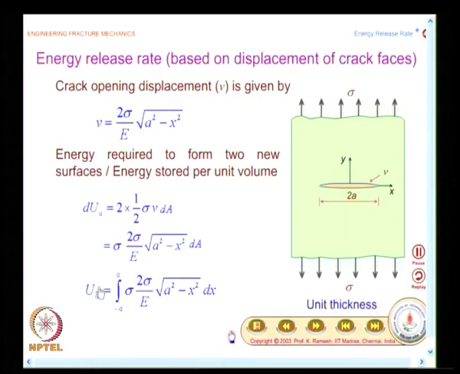So, I have this energy because of crack, which is the integral from minus a to a of sigma into 2 sigma divided by E into root of a squared minus x squared, because we have already multiplied by 2, one for the top surface and one for the bottom surface. So, the crack surface is taken as minus a to plus a.